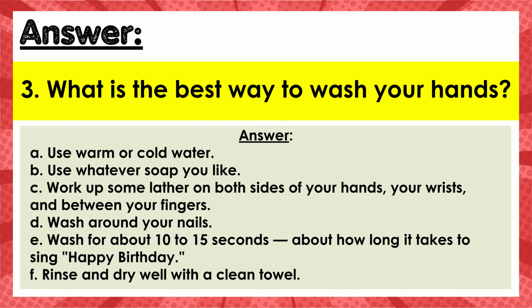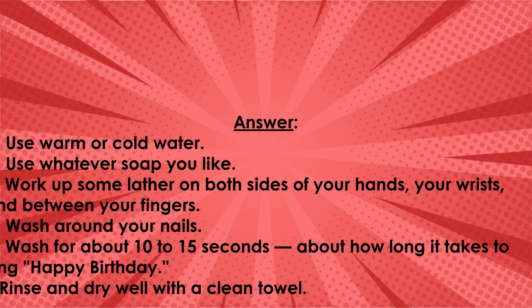Number 3. What is the best way to wash your hands? Answer, first, use warm or cold water. Second, use whatever soap you like. Third, work up some lather on both sides of your hands, your wrist, and between your fingers. Fourth, wash around your nails. Fifth, wash for about 10 to 15 seconds, about how long it takes to sing Happy Birthday. Sixth, rinse and dry well with a clean towel.